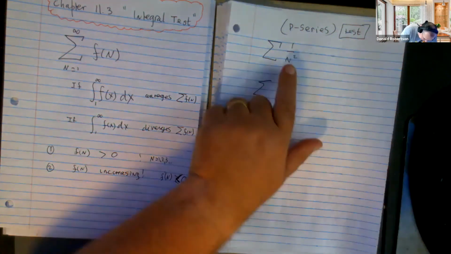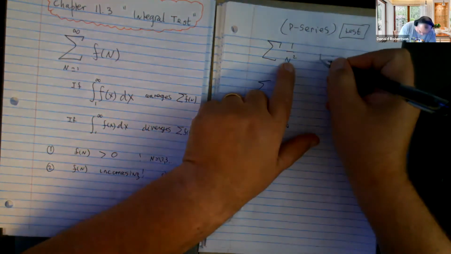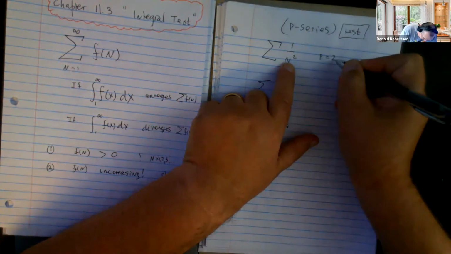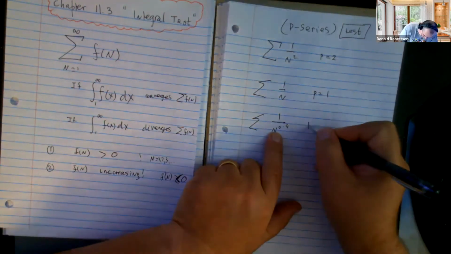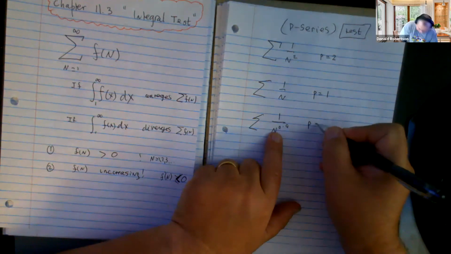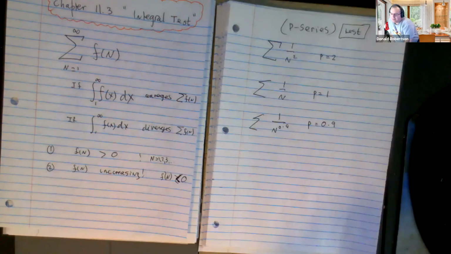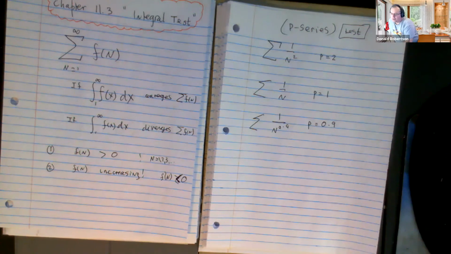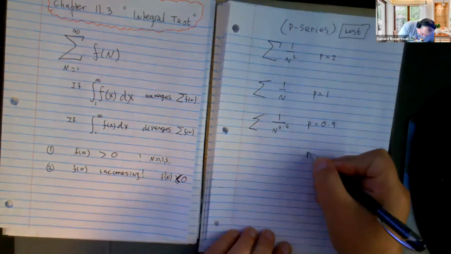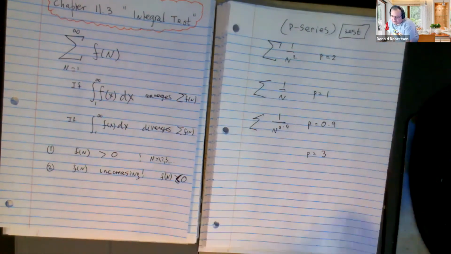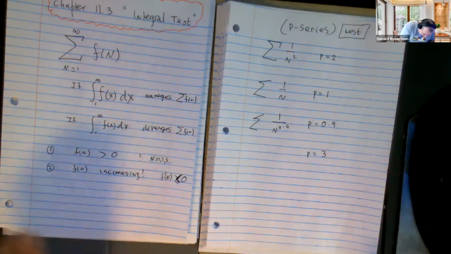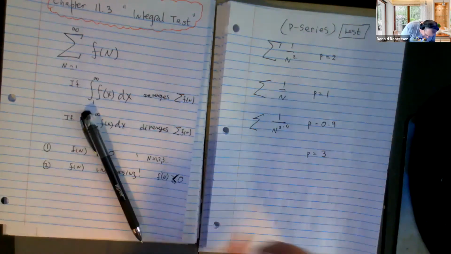This fella is called a P series, P equals 2. This guy is called a P series, P equals 1. And this guy is called a P series, P equals 0.9. Are we comfortable about the name and the terminology for doing it? So if I said to you, I have a P series and P equals 3, are you comfortable in realizing that I've just told you this guy?